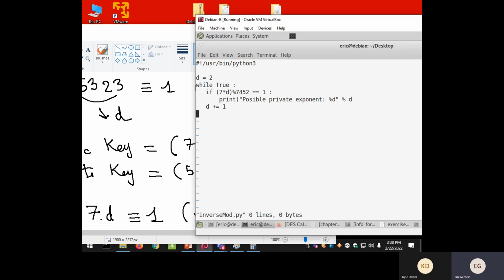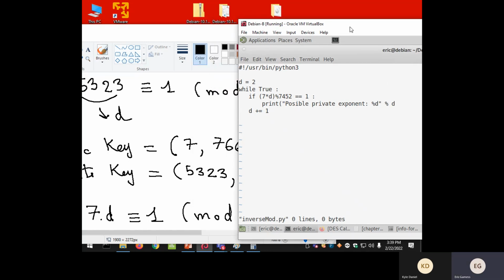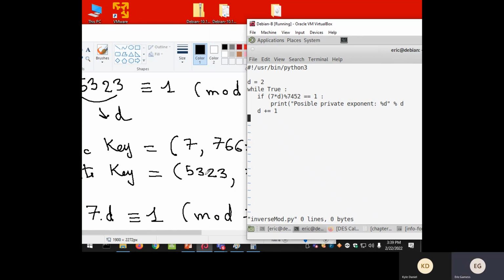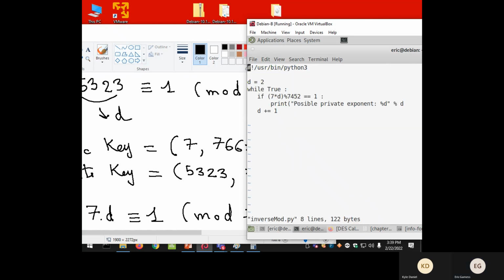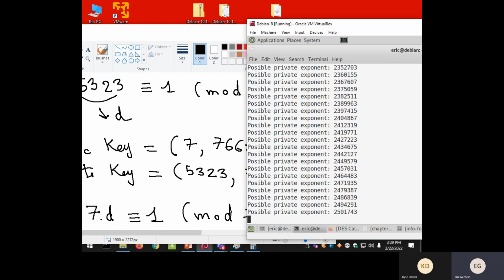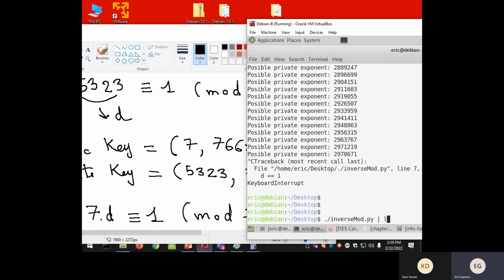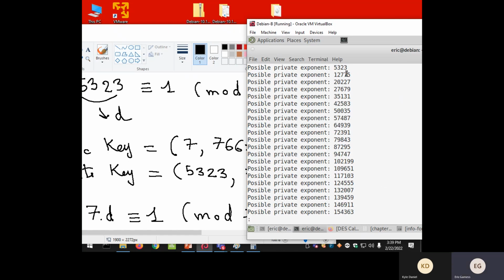So this will loop forever. Look at how small it is. This will loop forever, but the first value that it will show is the one that we find, which is 5,323. So let's run that. And since it's going to show a bunch of them, I forgot to close the parentheses here. Okay, look at them. Since it's a bunch, let's pipe to less. Look at the first, 5,323.